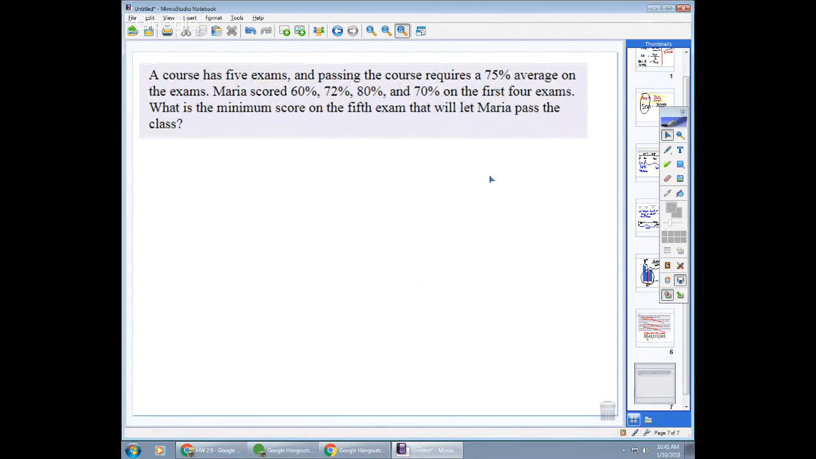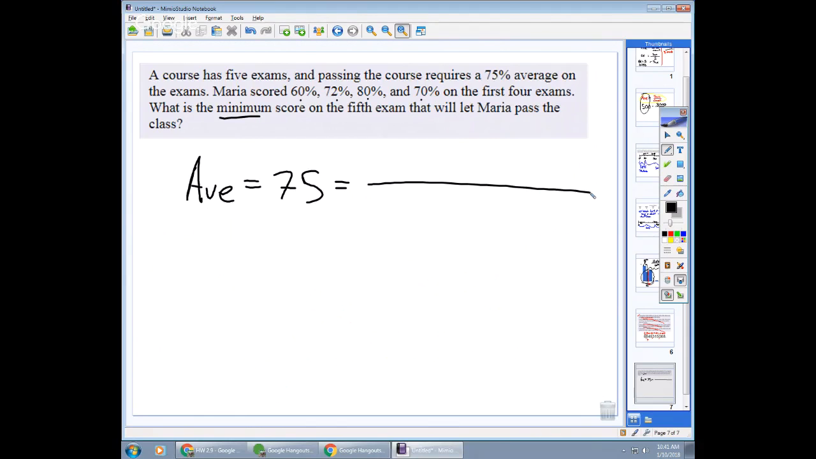All right. So what do we got here? 5 exams. And the course requires 75% on average to pass. She's got 1, 2, 3, 4 exams so far. What is the minimum score she can get on the 5th exam to pass? Okay, so she wants her average to be 75, right? Because that's passing. So that's the minimum passing grade.